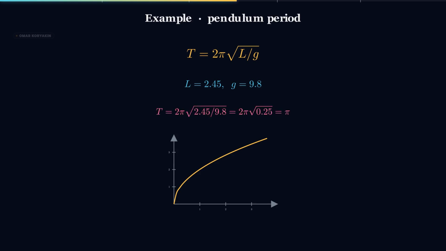Simplify the inside. 2.45 divided by 9.8 equals 0.25, which is 1/4. The square root of 1/4 is 1/2. So T equals 2 pi times 1/2, which is pi. T is approximately 3.14 seconds. The graph confirms at L equals 2.45 the curve sits at T just over 3. Doubling the length to almost 5 meters would multiply the period by root 2, taking it to about 4.44 seconds.